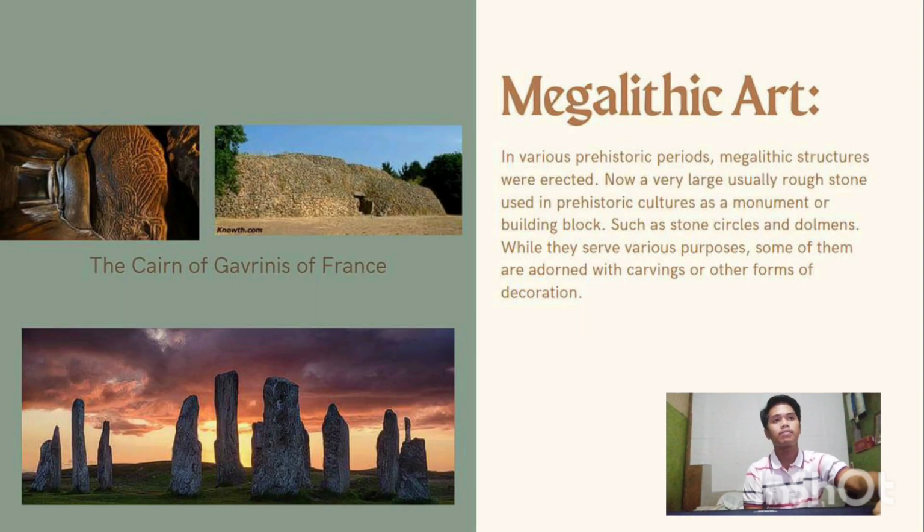Next slide is the megalithic art. In various prehistoric periods, megalithic structures were erected. Now this is the keyword for megalithic art: a very large, usually rough stone used in prehistoric cultures as a monument or a building block, such as stone circles and dolmens. While they served various purposes, some of them are adorned with carvings or other forms of decoration.